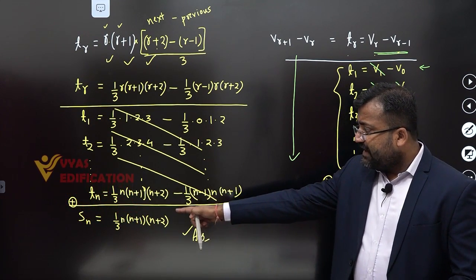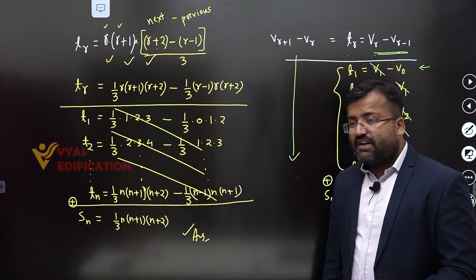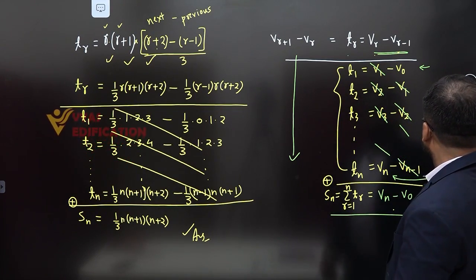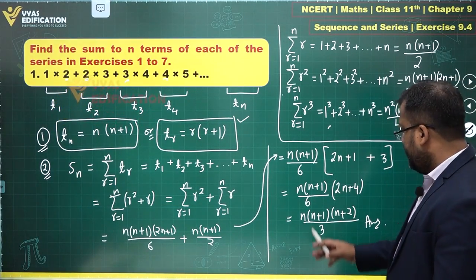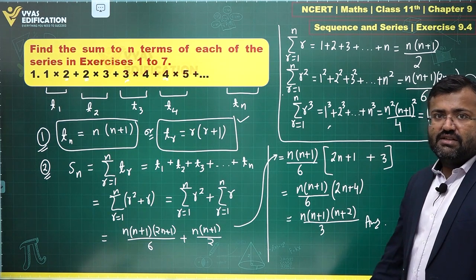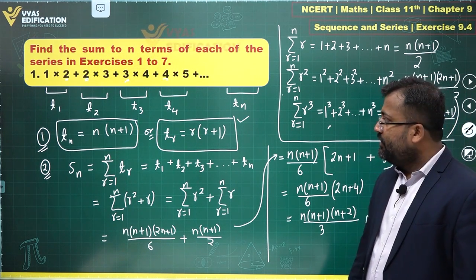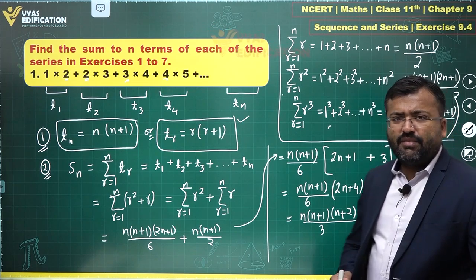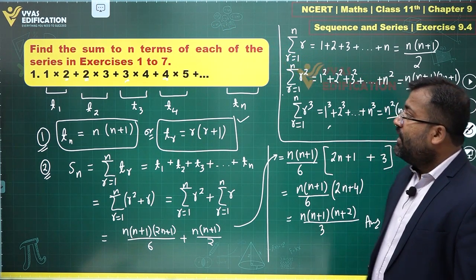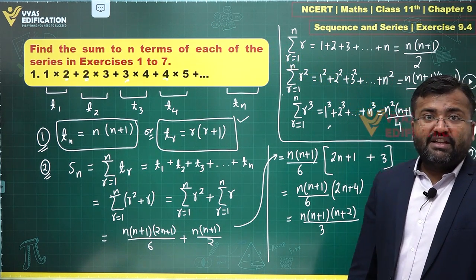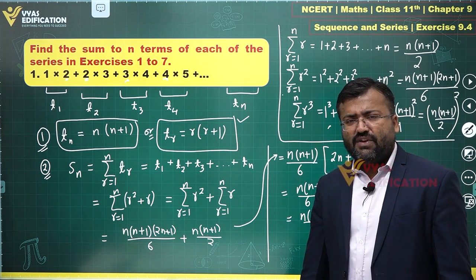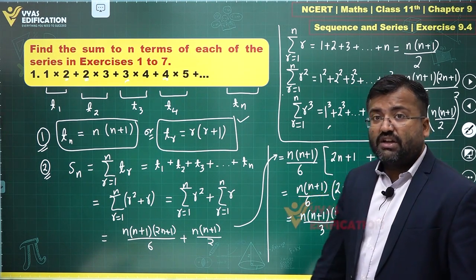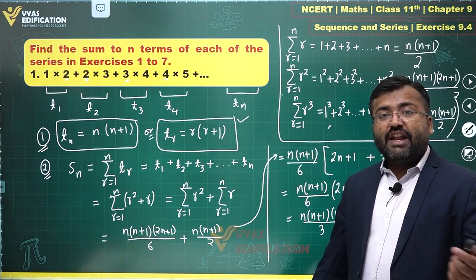Let's verify the answer, 1 by 3 times n plus 1 times n plus 2. Was that the same answer that we obtained over there? Yes, 1 by 3 n plus 1 n plus 2. It's the same answer. Is that simple? Yes, that's pretty simple. Can we apply this approach in similar questions further? Yes, we can apply it in similar questions further as well. Let's move on to the next question for now.